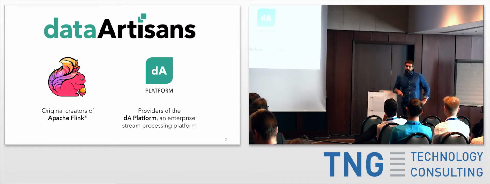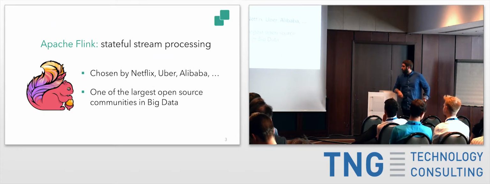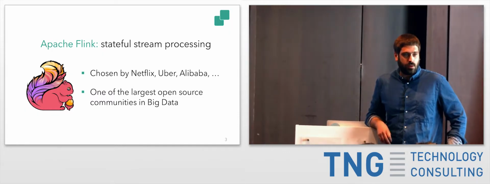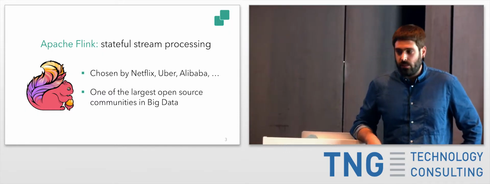By the way, Flink had its latest major release, 1.3, last night. So if you haven't tried it out, now is a good time to go and download. What is Apache Flink? It's a stateful stream processor. It's chosen by some of the biggest companies that have to do with real-time data processing, and it's one of the biggest and fastest-growing open-source communities in the big data space.